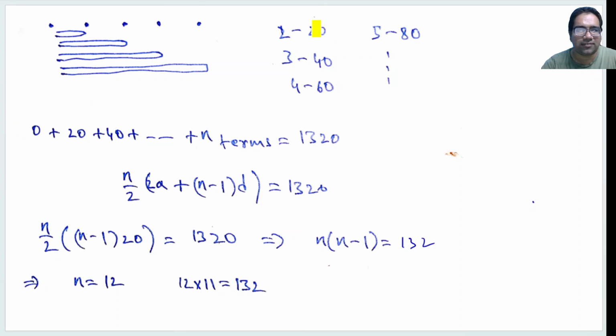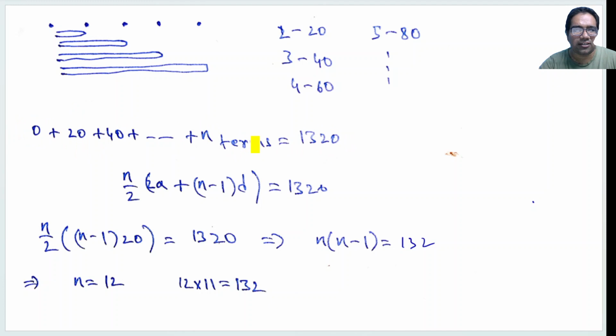Now, the total distance he has covered, that is 20 plus 40 plus 60 and so on, is 1320. Right. So, how many terms are there? Let's start with 0 plus 20 plus 40 plus up to n terms. N terms means n plants. Right, n saplings. For 1 it is 0 for the first sapling, for 2 it is 20, for 3 it is 40, and so on. What is this n? The total of this is 1320.